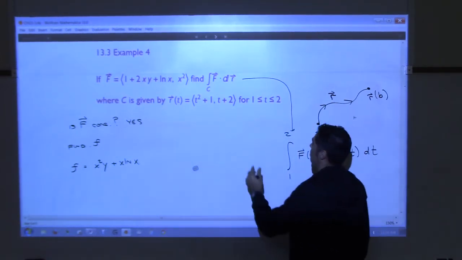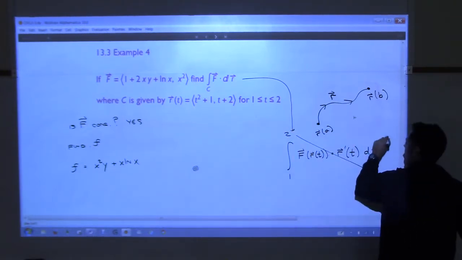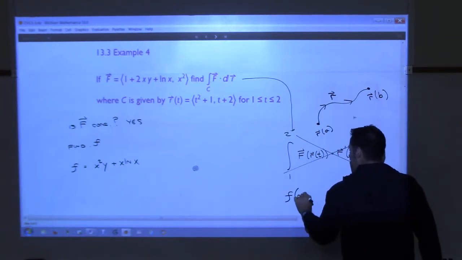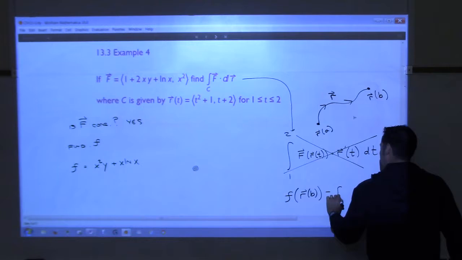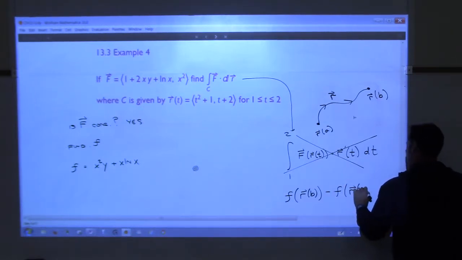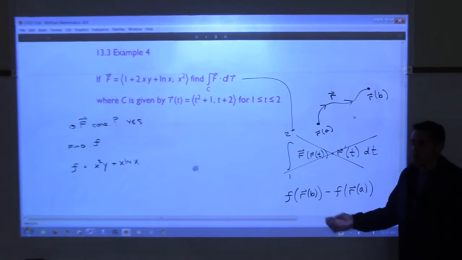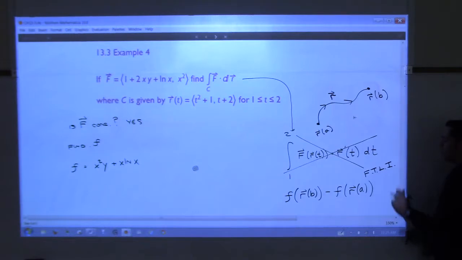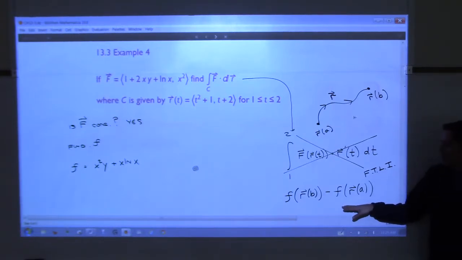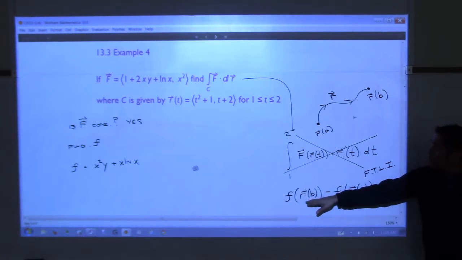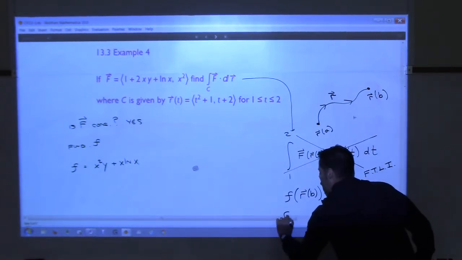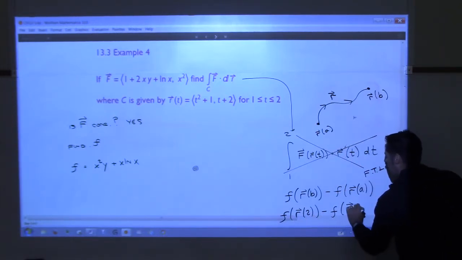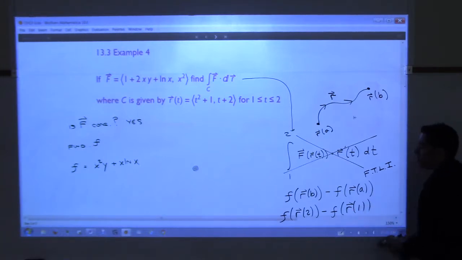So I'm not going to do this. What I'm going to do is take little scalar function f and evaluate it at r of b, and subtract the scalar function f evaluated at r of a. And this is the fundamental theorem of line integrals. That's what I'm using here. So what is r of b? For us, that's really r of 2. And r of a is really r of 1. And that's all given to us, right?